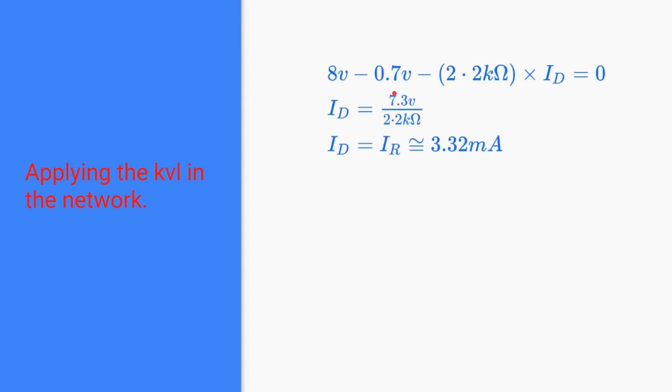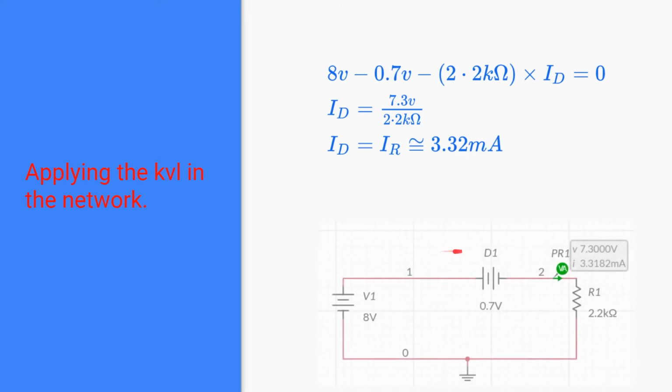Applying the KVL in the network: 8 volt minus 0.7 volt drop across the diode minus 2.2 kilo ohm into ID equals zero. So ID is equal to 7.3 volt divided by 2.2 kilo ohm, which is equal to 3.2 milliampere. So the current through the diode is the same as the current through the resistor. Now this is the simulation result from Multisim Live.